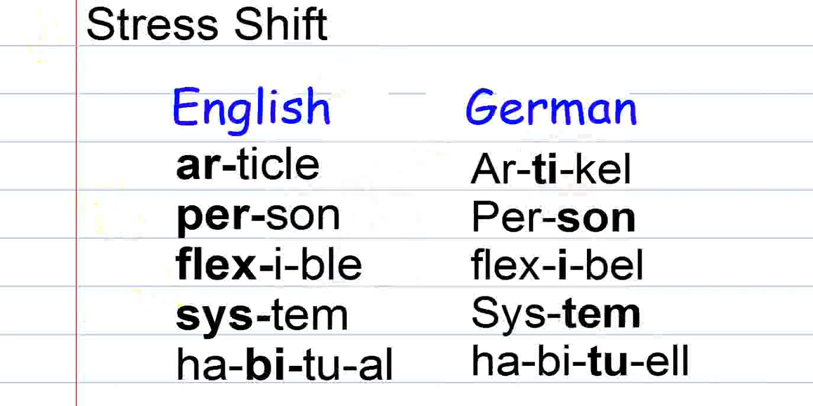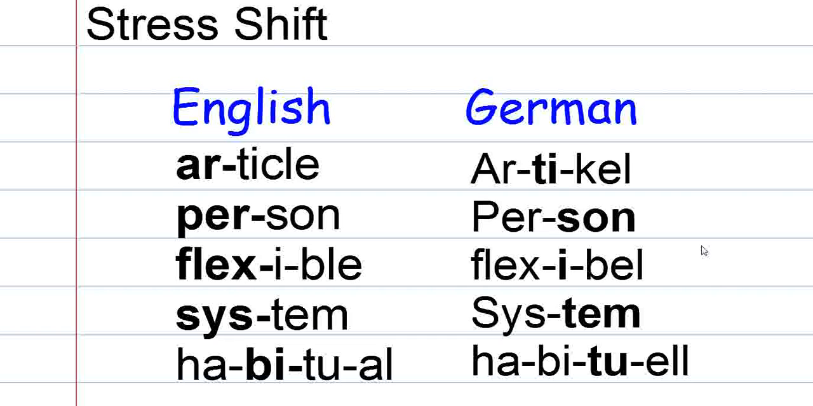The other thing you might notice in German are the stress shifts. So while a word is similar, the pronunciation is going to be different. In English, you would say article, right? We put the emphasis on the first syllable. In German, it's Artikel. The stress is shifted to the second syllable in German.